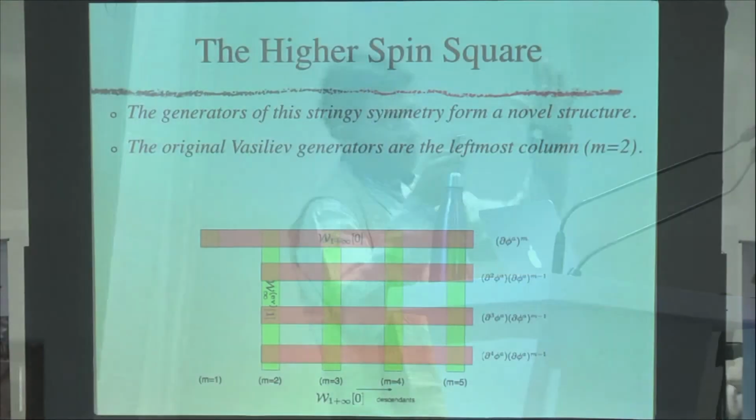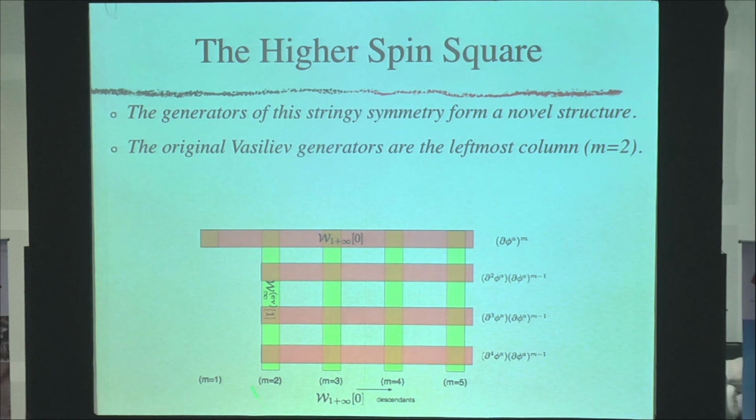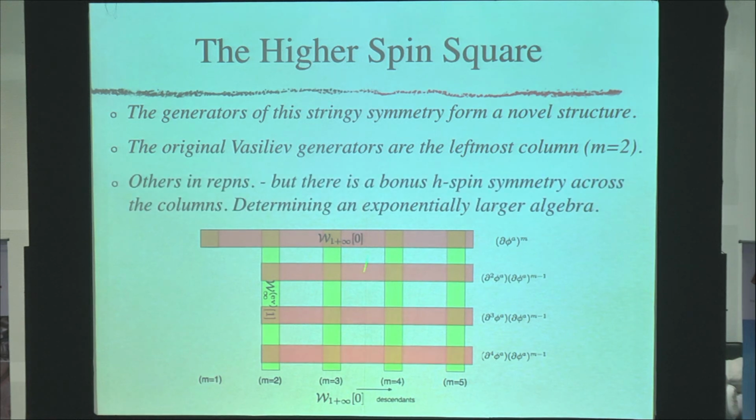So if you think of the Vasiliev generators as a subset of the full symmetry generators, you can arrange them in one column, this vertical column to the left, but there are an infinite number of others, in fact, an infinite number of columns. You can arrange all the others in representations. These are these other columns.